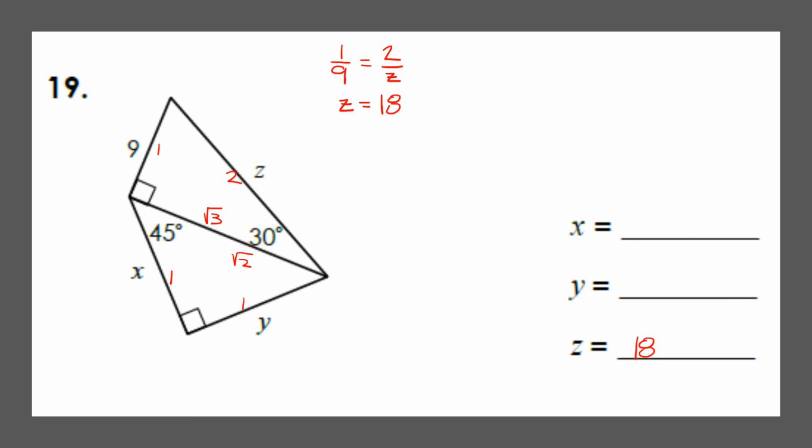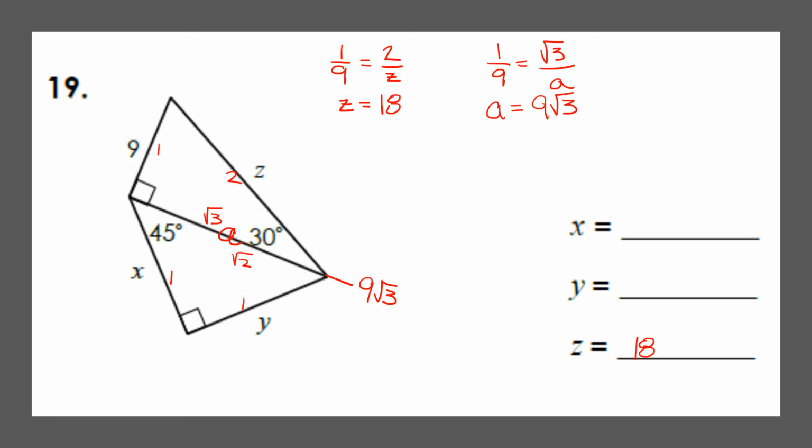Now, to find x and y, the first thing I'm going to have to do is find the hypotenuse of that 45, 45, 90 triangle. So I'm going to call this a, just so that I've got some other variable than what I'm looking for. So if I work to find a, I have 1 over 9 equals radical 3, because I'm dealing with a 30, 60, 90, over a. I cross multiply and I get that a equals 9 radical 3. So that means that this piece, I'm going to draw it out here, is 9 radical 3.